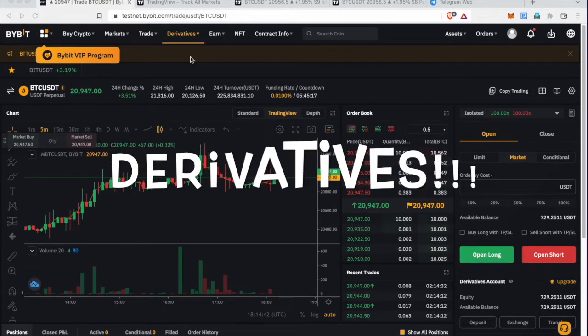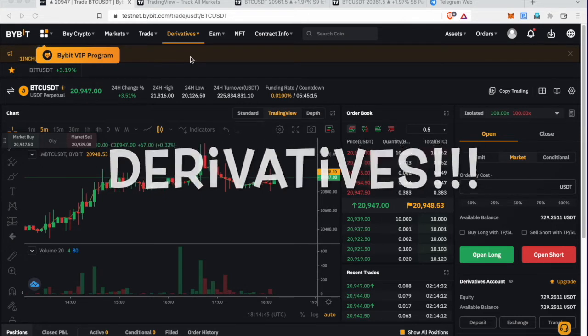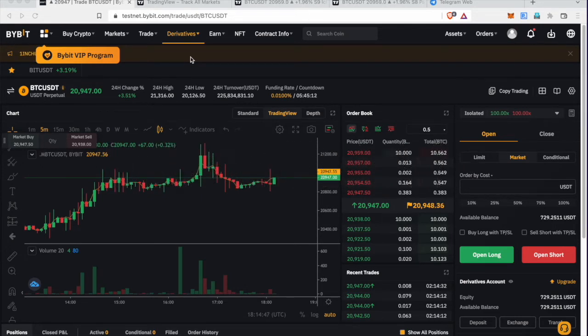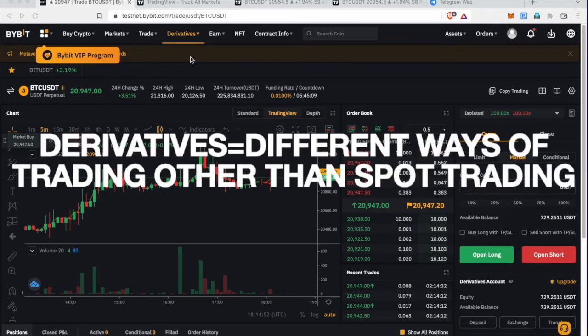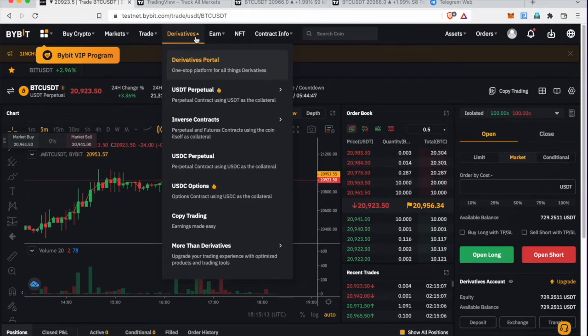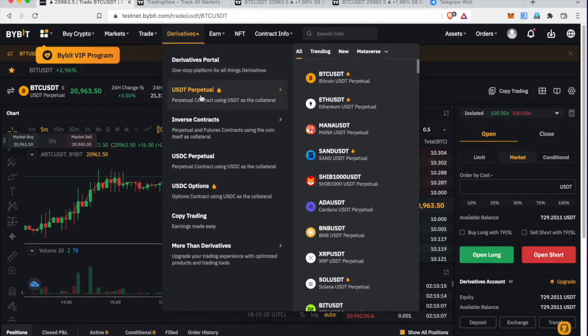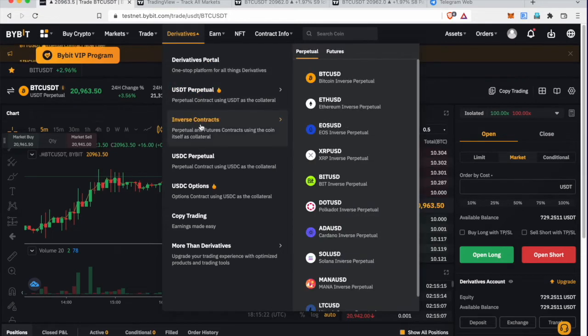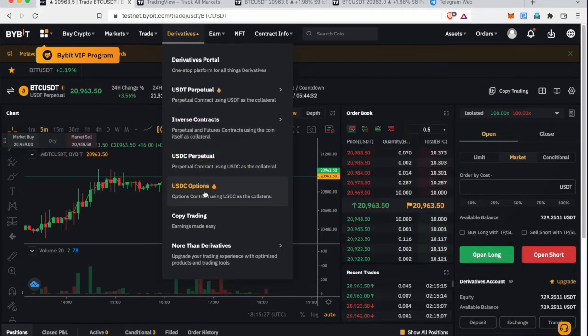Oh, what is derivative? It is difficult enough to say it right the first time, let alone to understand it. But to me, in plain simple English, it is different ways of trading other than spot trading. We just click into the derivatives pull-down menu. You can see a few different options of trading, like USDT perpetual, inverse contracts, USDC perpetual, USDC options. So we don't have to worry about all these.